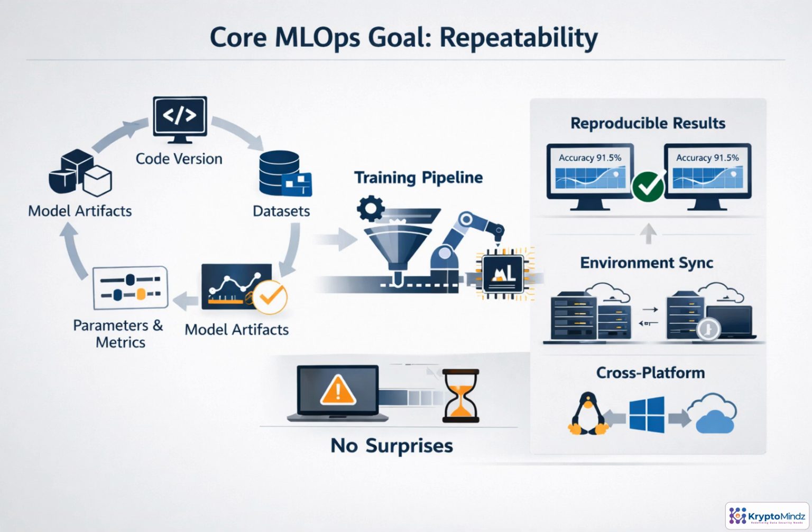Repeatability means every model result has a trail behind it. We know which code version ran, which dataset was used, which parameters were chosen, and which metrics came out. When those details are captured automatically, teams can rerun training, compare experiments, and register the exact artifact that produced a result. This removes guesswork. Instead of "it worked on my laptop," MLOps aims for the same outcome across environments.